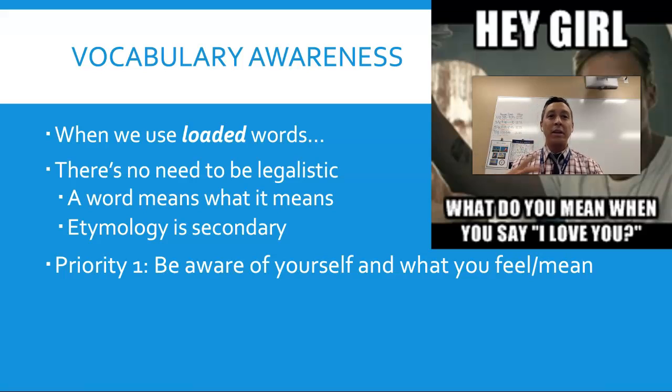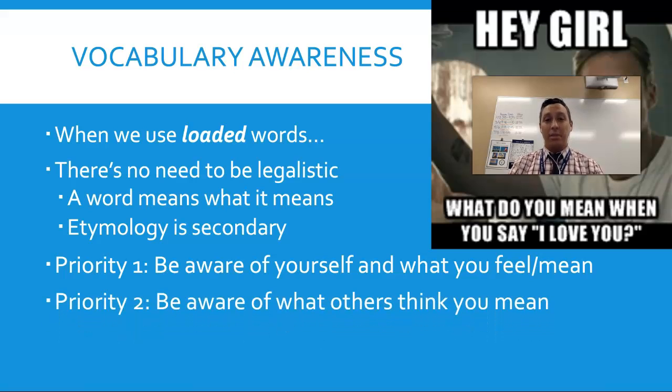If we aren't even aware of what we mean ourselves, then how much more difficult is it going to be for other people to know what we mean? So our priority one is to be aware of yourself and what you mean when you say that thing. Priority two is to be aware of what others think you mean. Because you could say I love you to a person who you totally see as a friend, but they might love you. And so if you say I love you to them, their heart might be soaring with butterflies in their stomach, but you're just thinking, you're super cool, I enjoy hanging out with you.